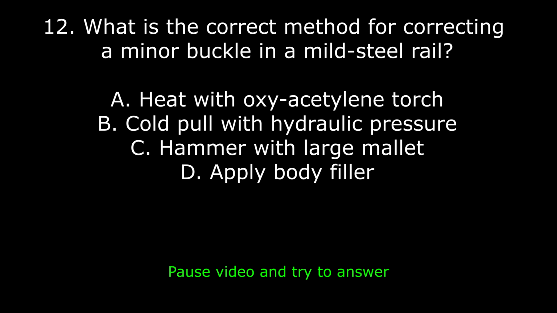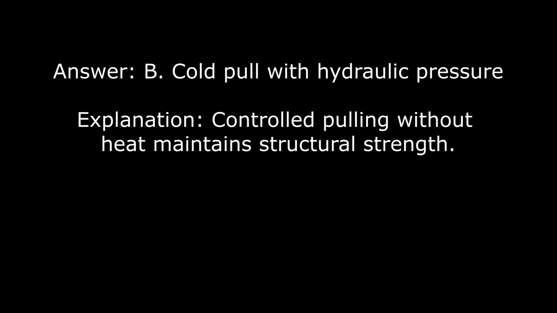12. What is the correct method for correcting a minor buckle in a mild steel rail? A. Heat with oxyacetylene torch. B. Cold pull with hydraulic pressure. C. Hammer with large mallet. D. Apply body filler. Answer: B. Cold pull with hydraulic pressure. Explanation: controlled pulling without heat maintains structural strength.